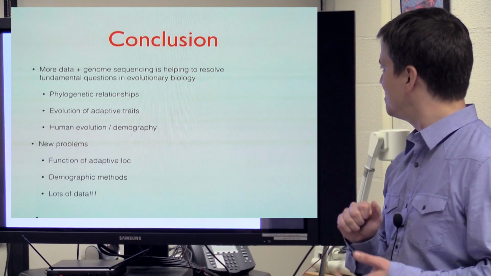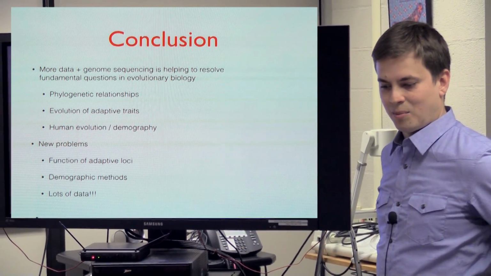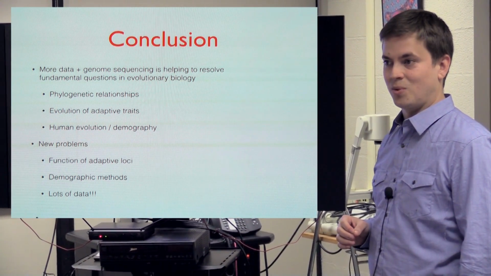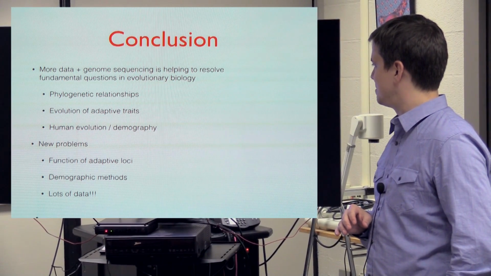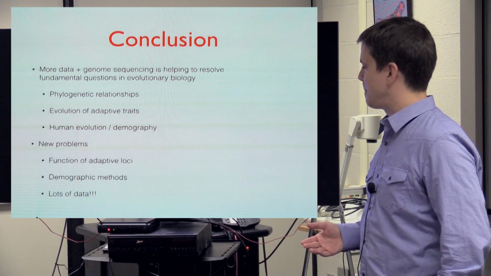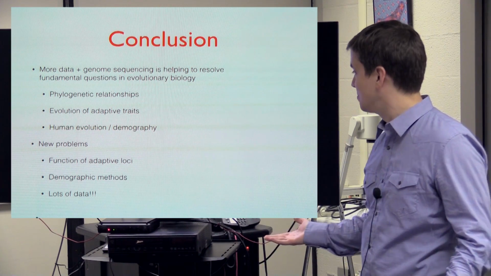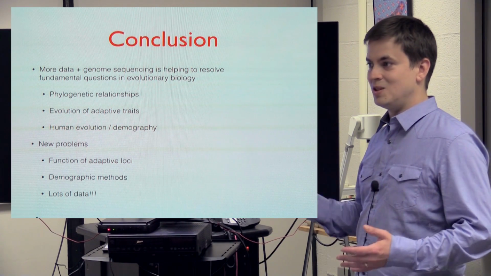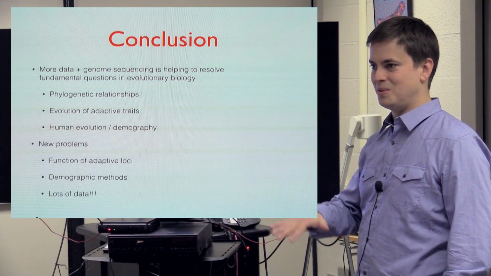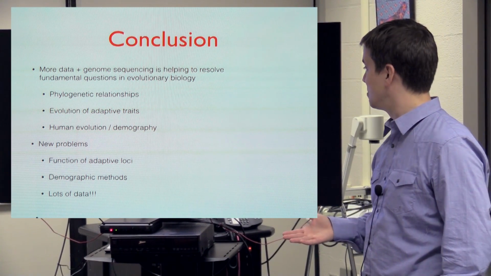And so, in conclusion, more data and genome sequencing is helping resolve fundamental questions in evolutionary biology. There's lots of work going on to work out phylogenetic relationships, evolution of adaptive traits, human evolution, and demography. It's exciting because it's resolving questions about turtle evolution, for example. But we've got all these new loci under adaptive peaks that nobody knows what they do. So we're going to have to go back and do more traditional molecular functional assays and figure out what they're actually doing.